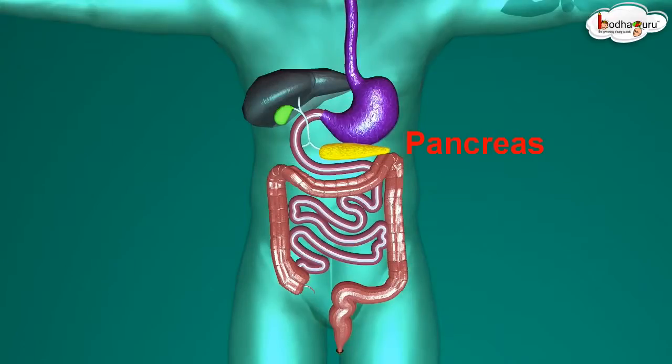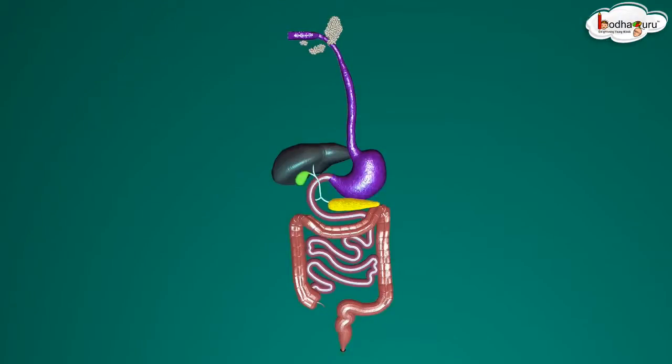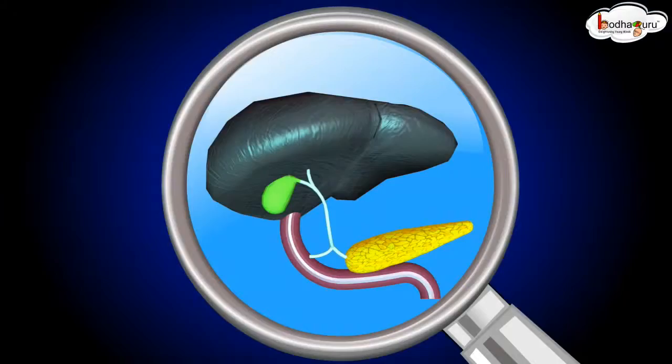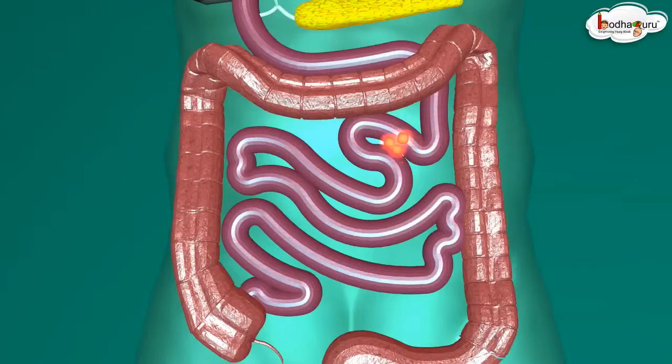The pancreas is a large cream-colored gland located just below the stomach. The bile juice and the pancreatic juice reach the intestine through the small pipe-like path. The digestion gets completed inside the small intestine.